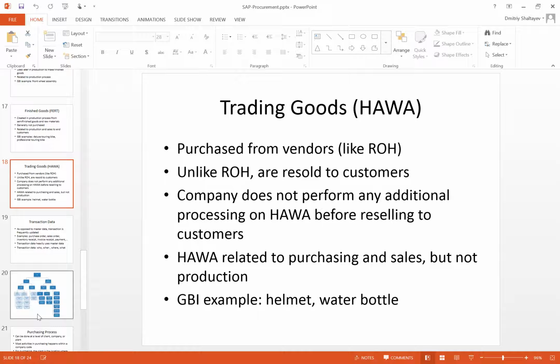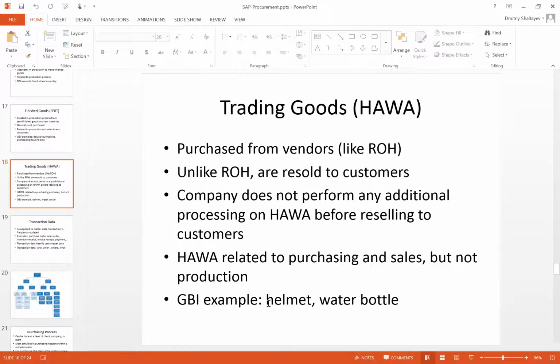I don't do any work on this item, so I bought them. They're already in a form which is pretty much prepared, ready for shipment to the customers. So I don't do any extra manufacturing on them. And when the demand comes along, I just sell them to the customers. Examples can be helmet or water bottle.